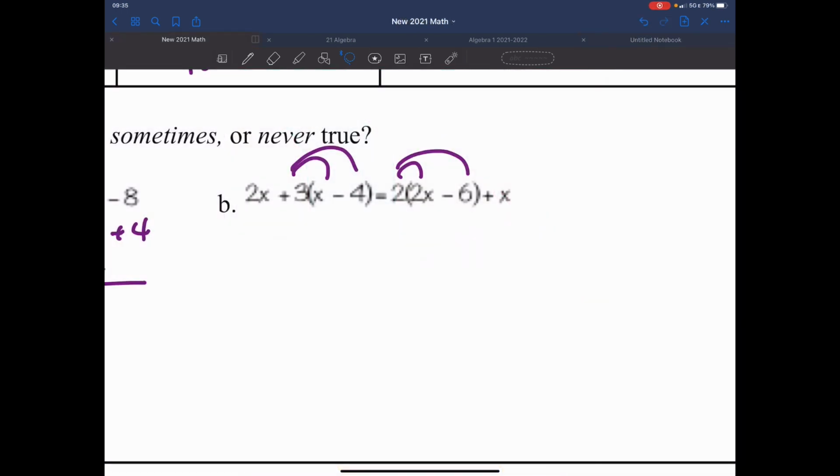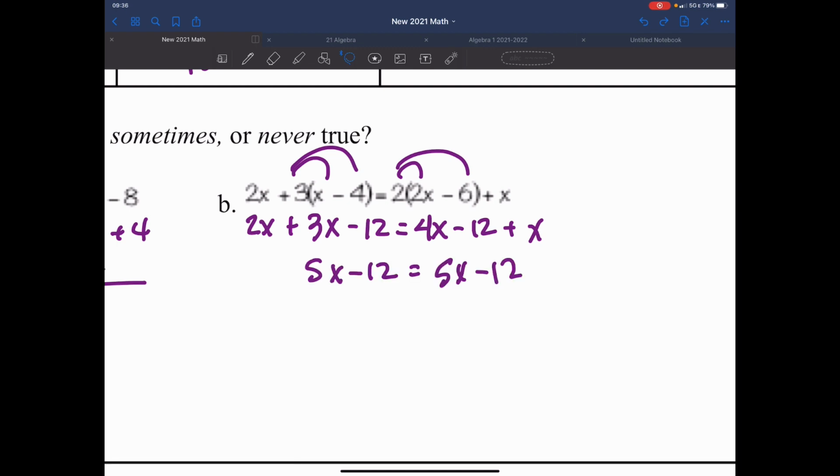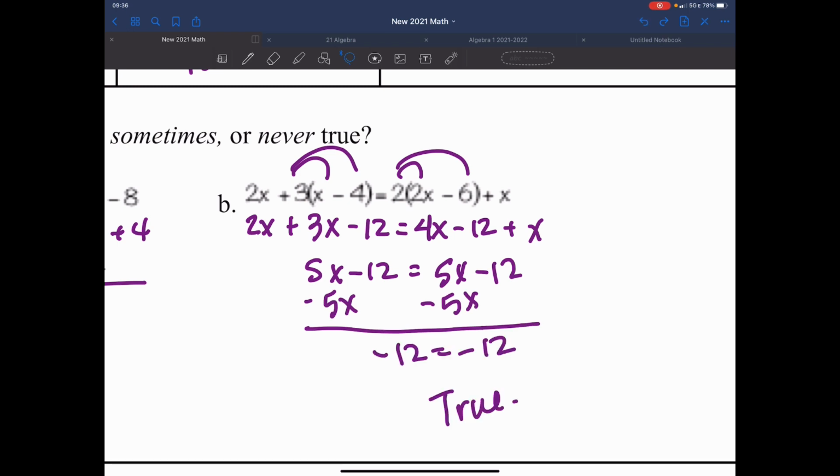For B, we're going to distribute. I have 2x plus 3 times x plus 4 equals 2 times 2x minus 6 plus x. So right here, we're going to distribute. So I have 2x plus 3x minus 12 equals 4x minus 12 plus x. Collect like terms, so I have 5x minus 12 equals 5x minus 12. I'm going to subtract 5x from both sides, and I get negative 12 equals negative 12. So this statement is true.